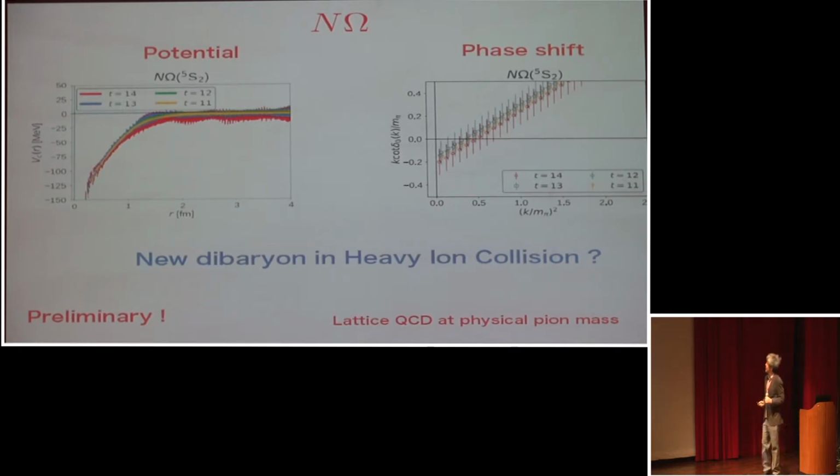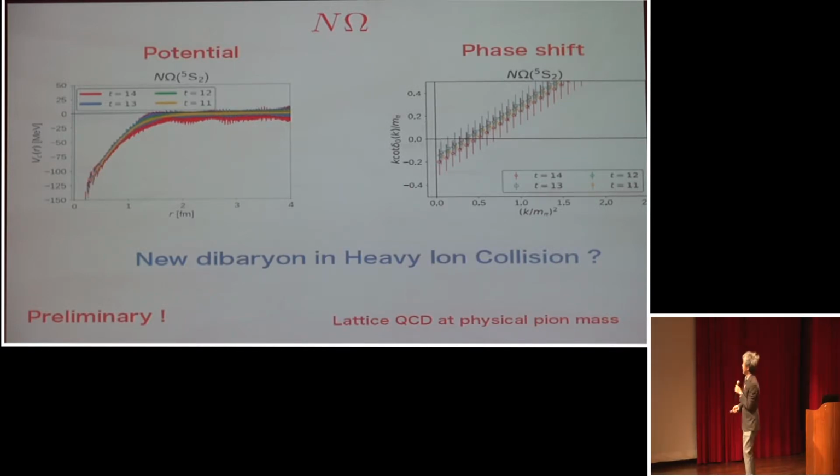A similar calculation has been done for N omega. In this case, interestingly, there is no repulsive core, the short distance repulsion, because N and omega don't share any same quarks. So there is no Pauli blocking effect at short distance. And we get this attractive potential and calculate the phase shift.